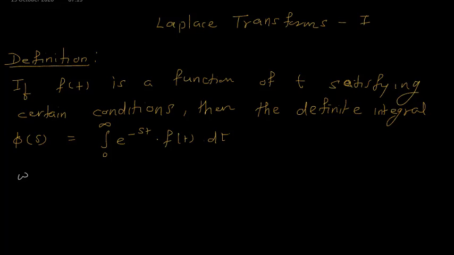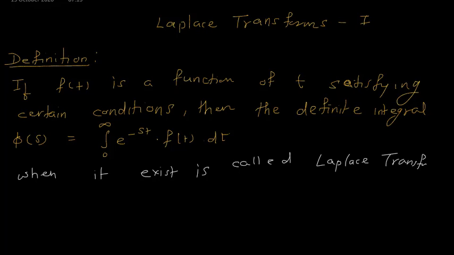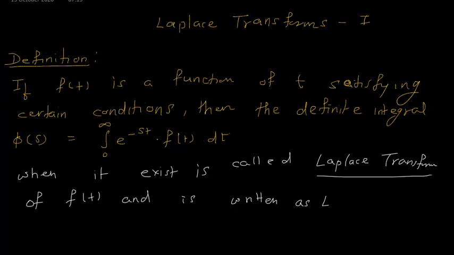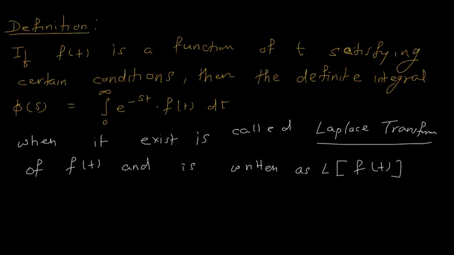when it exists, is called Laplace transform, the Laplace transform of f of t, and is written as Laplace of f of t. This is the symbolic notation to define Laplace of f of t.